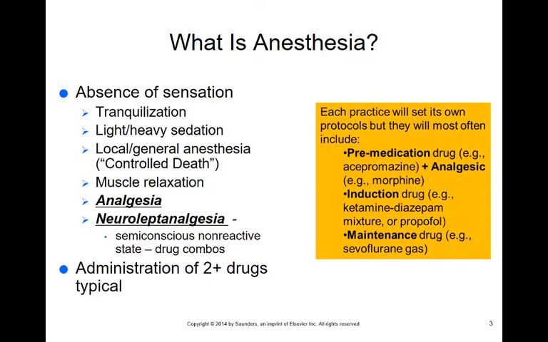So what is it? It's the absence of sensation. We have various grades of anesthesia, from tranquilization to light or heavy sedation to local or general anesthesia, which is controlled death, to muscle relaxation. Analgesia, the word analgesia means the absence of pain. Neuroleptalgesia is when we combine two different types of medication to get a semi-conscious, non-reactive state.